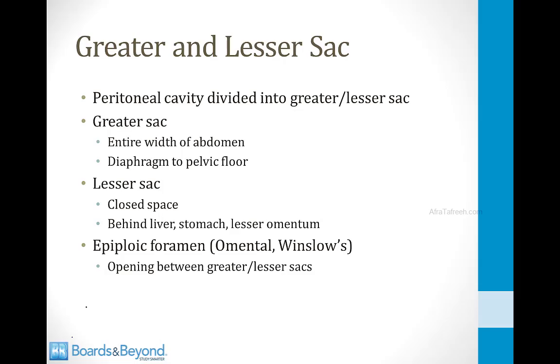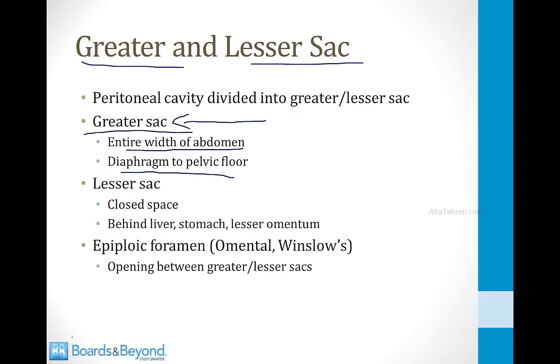You should be aware that the peritoneal cavity is divided into two sacs, the greater and the lesser sac. The greater sac is the entire width of the abdomen, and it goes from the diaphragm to the pelvic floor. Most structures in the abdomen are in the greater sac. When you do surgical rotations and you enter the abdomen anteriorly, you initially enter the greater sac.